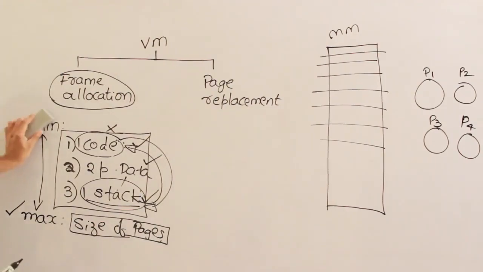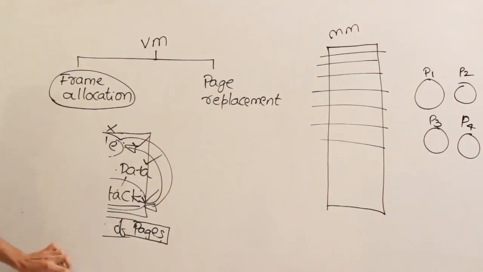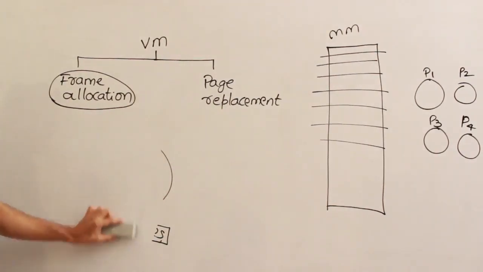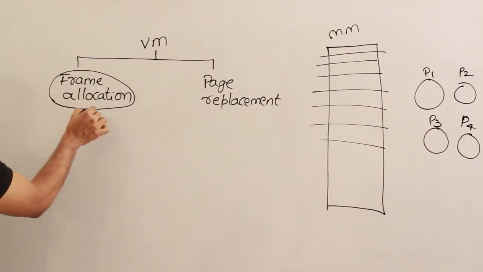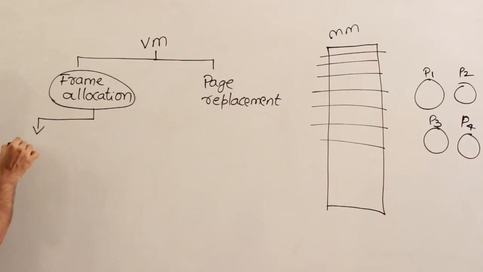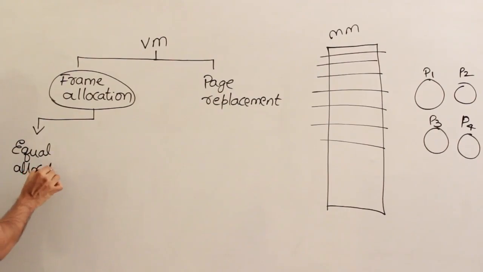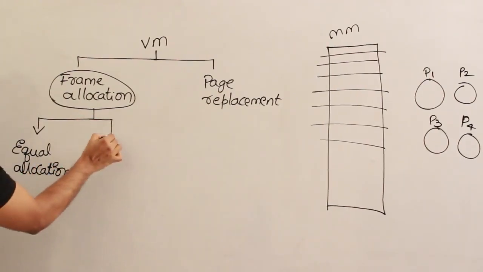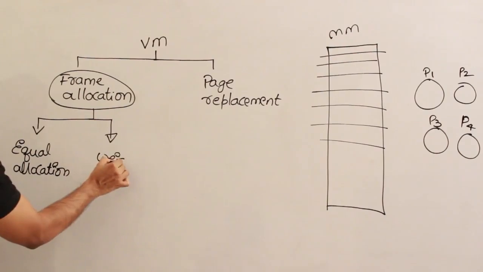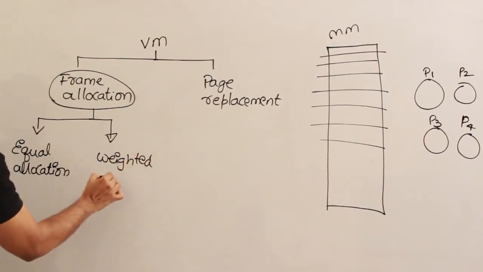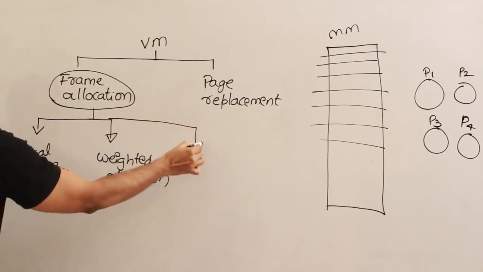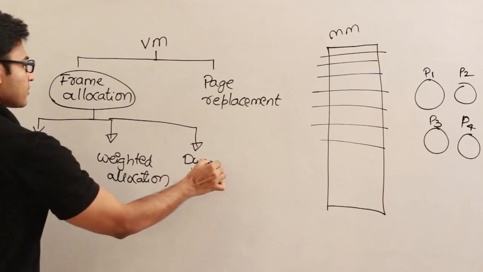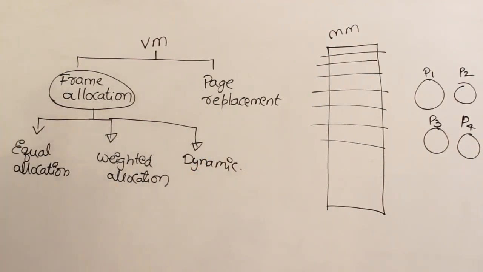So what happened is, between this minimum and maximum, we are supposed to choose some number and allocate them to the process. Then people came up with some strategies. One strategy is equal allocation, and the other strategy is weighted allocation. And the other strategy is dynamic allocation, right? So we shall see about each one.